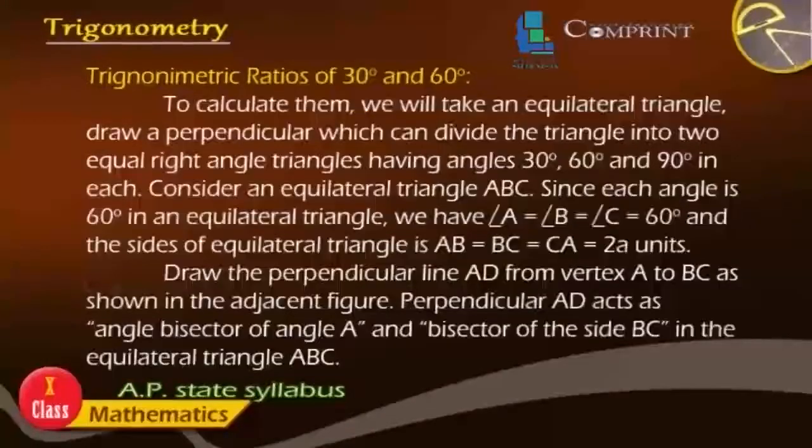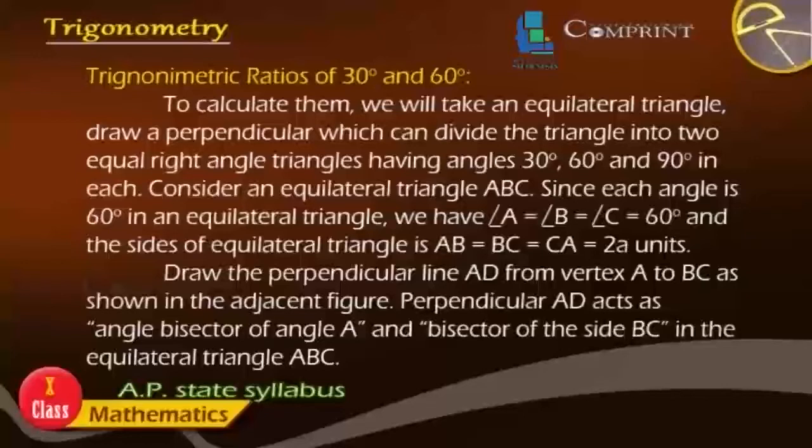Trigonometric ratios of 30 degrees and 60 degrees. To calculate them, we will take an equilateral triangle, draw a perpendicular which can divide the triangle into two equal right angle triangles having angles 30 degrees, 60 degrees and 90 degrees in each. Consider an equilateral triangle ABC. Since each angle is 60 degrees in an equilateral triangle, we have angle A is equal to angle B is equal to angle C is equal to 60 degrees.